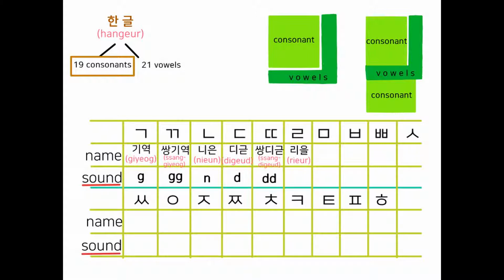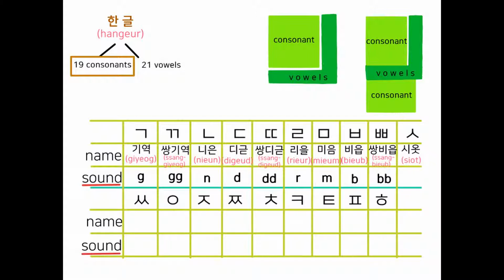Next one is called 리을 and has an R sound, 르. Next is called 미음 and has an M sound, 므. Next is called 비읍 and has a B sound, 브. Next is called 쌍비읍 and has a double B sound, 쁘.